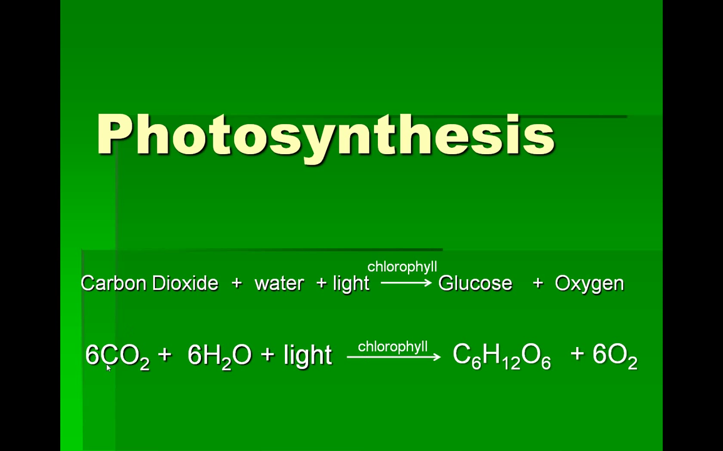You can see 6 figures quite a lot in this equation, so it's 6 of these, and 6 oxygens as a result. The carbohydrate that's produced then is a C6H12O6. That's the chemical formula for glucose. So you have to know that.